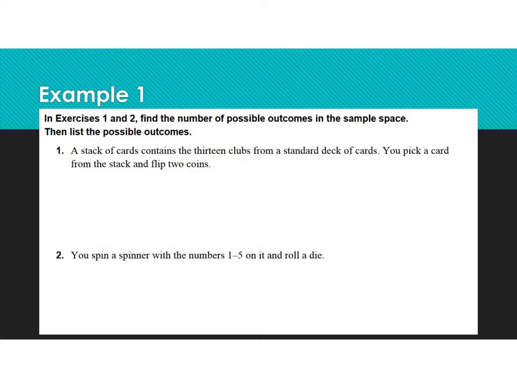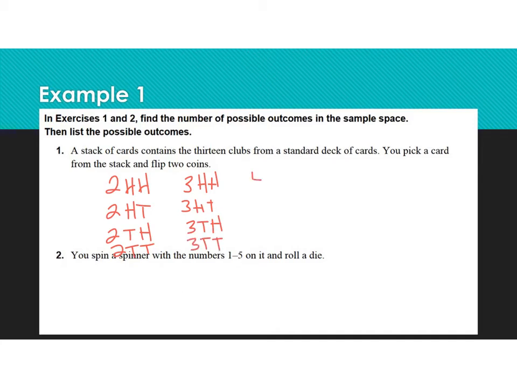And you're going to pick a card, and then you're going to flip 2 coins. So if we just start looking at what that looks like, you could pick the 2 and get a heads and a heads. Or you could pick a 2 and get a heads and a tails. Or a 2 and get a tails and a heads, and a 2 and get a tails and a tails. Well, then what if you picked the 3 and got a heads and a heads, or the 3 and got a heads and a tails, or 3 and got a tails and a heads, or 3 and got a tails and a tails? And you're going to keep that up. You could pick the 4 first, or the 5 first, or the 6, all the way out to the ace.